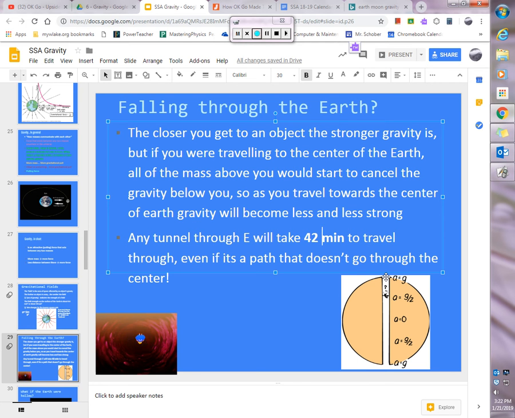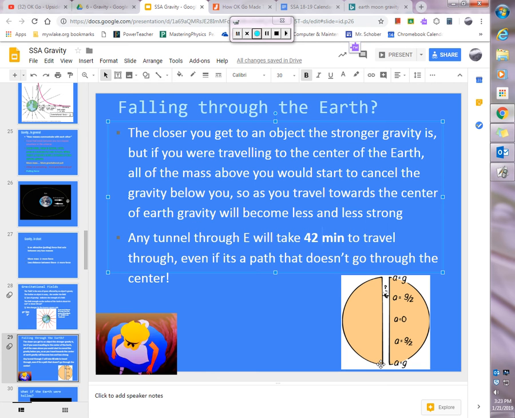Okay, so again, oversimplifying this theoretical situation, you'd be speeding up, speeding up, speeding up, and then at the exact center, you'd stop speeding up, but you'd be moving really fast. And as soon as you blew right through the center, you'd be slowing down, slowing down, stopping you at the exact opposite side.